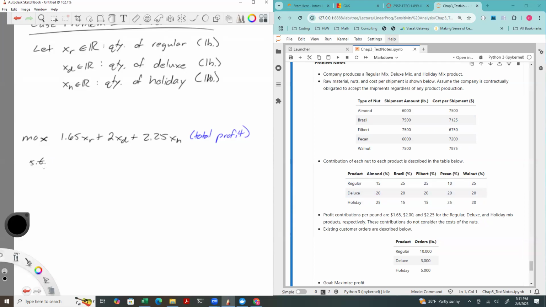So we're going to have to write a constraint to make sure that we do not run out of almond, Brazil, filbert, pecan, and walnut. And I should be clarifying when I say do not run out, I mean I do not try to pull a negative inventory value there, because conceivably I could use up all the inventory and it becomes a binding constraint.